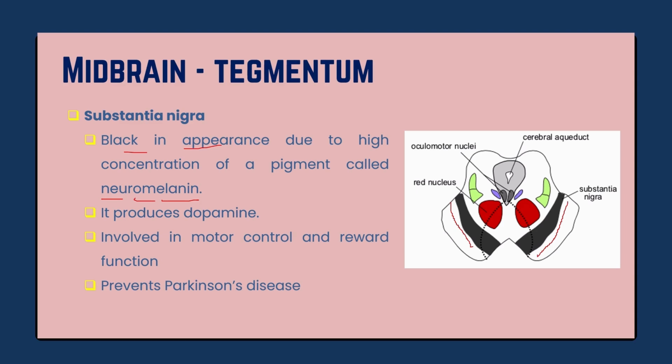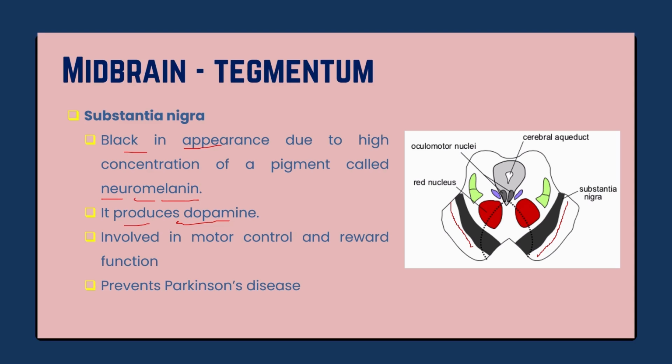Okay, what does it do? It produces dopamine. We know that dopamine is a neurotransmitter. We have learned the function of dopamine also. In case you don't remember or you want to refer back, I'll put the link to the playlist in the description. Alright, so substantia nigra produces dopamine.